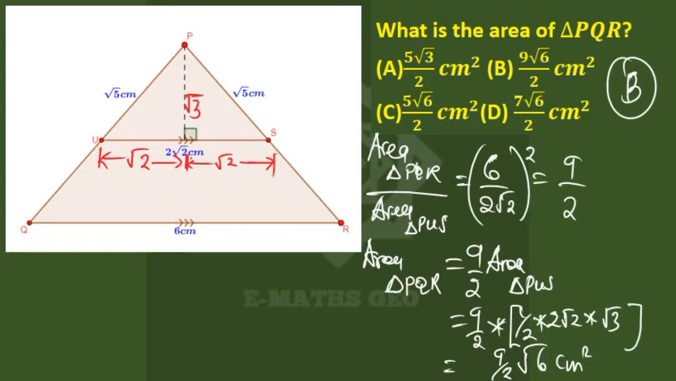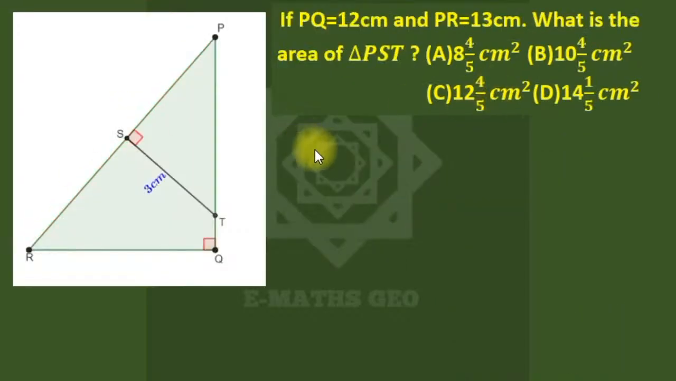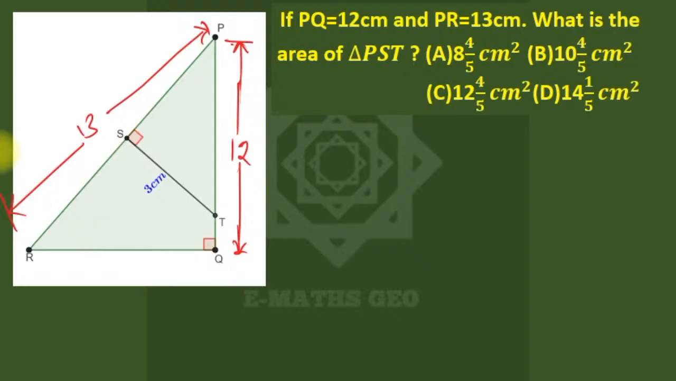Tricky one. Here they told us if PQ is 12, PR is 13, what is the area of PST? So let's write the ones we are given. We are given PQ to be 12. From here to here is 12, running down here is 12, and the hypotenuse is 13. Using the Pythagorean theorem, this is now the square root of 13 squared minus 12 squared. That gives us 5. So we now use our ratio of area.